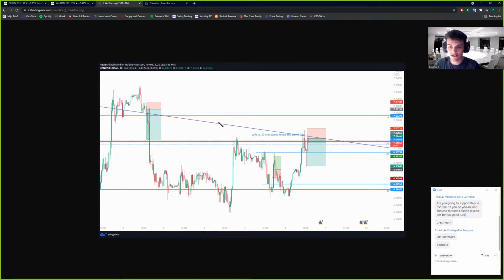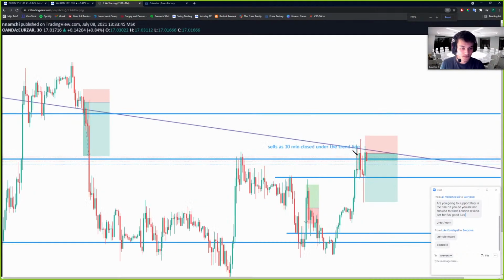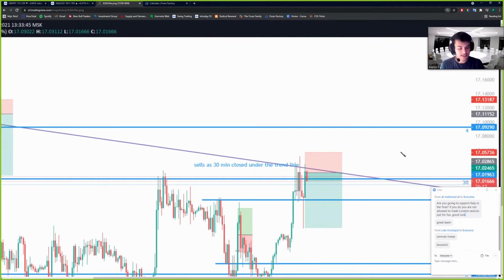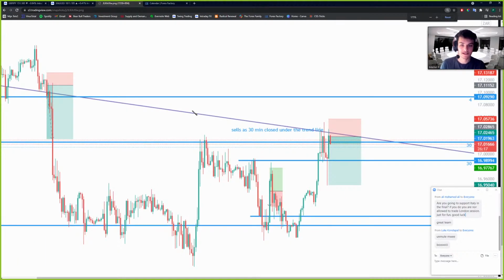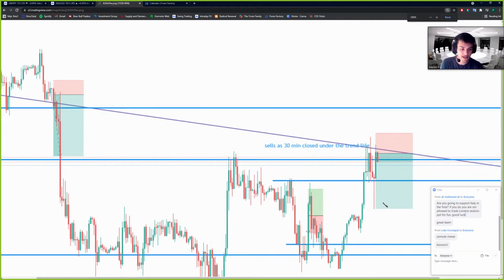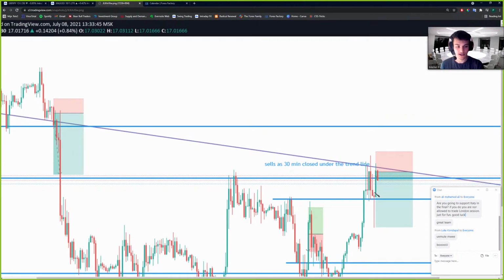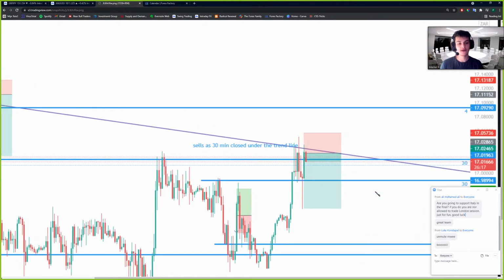Perfect. Eurozar 30-minute chart. Sells as the 30-minute closed under the trend line. Ooh, okay. Sells. That's delicate because you took a sell as the candle was going up. I understand what you're doing because you have your trend line and price respected the trend line, so you expect it to come down, but it's tricky taking a sell as price is going up because you don't know how far up it can go.